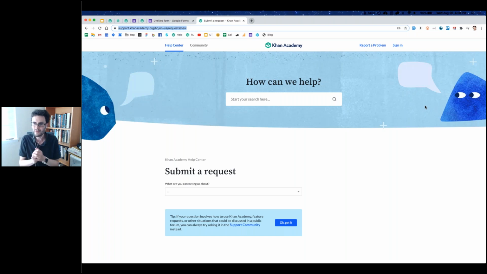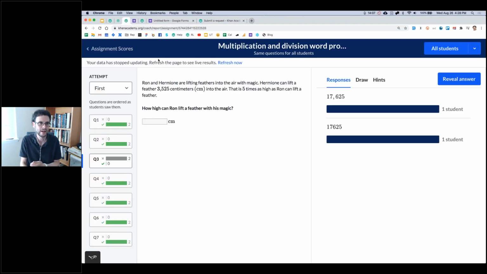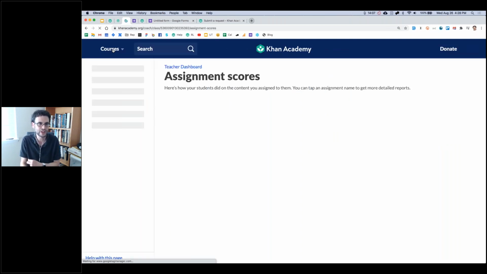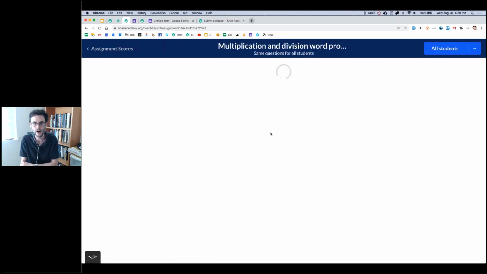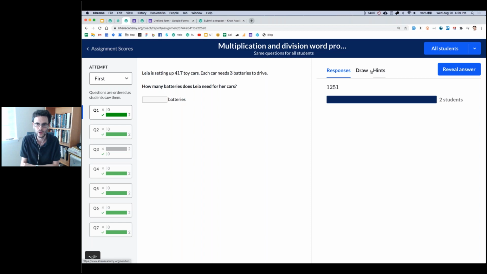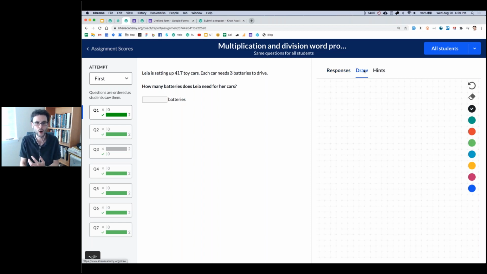Gloria said, what is the name of the tool for writing on the whiteboard? And again, if you just want to use Khan Academy's built-in tool, that's under the assignment score section. So let me just show you how to get here, just so it's super easy for you. If you ever come to your teacher dashboard and you're looking at your class, you're going to come down to the assignment section, come over to scores, and then you're going to choose the specific assignment that you gave. In this case, here's the one that I gave to you all before the session. And then you click draw and you've got that whiteboard ready to go.